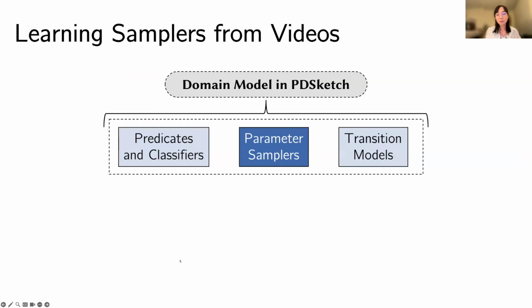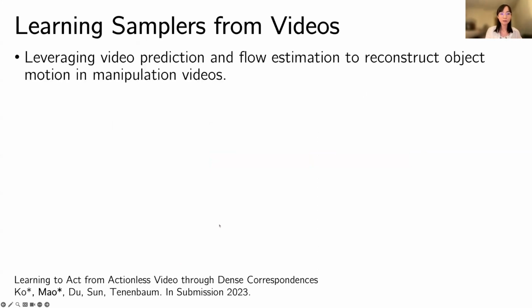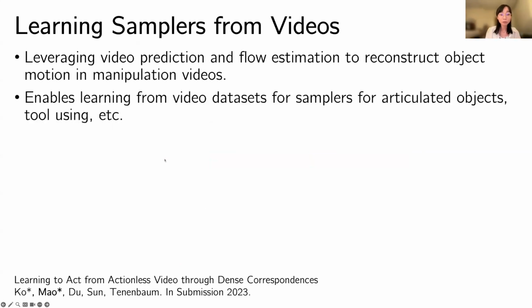Second, I'm going to talk about how we can accelerate the learning for parameter samplers. The concrete idea I'm going to explore here is learning from videos. Concretely, we're going to leverage video prediction and optical flow estimation, trying to reconstruct object motion in manipulation videos. Either they can come from teleoperation or from just human hand manipulation. This kind of idea will enable us to learn from video datasets for samplers for articulated objects, like how to open a door, or for different tool-using actions.